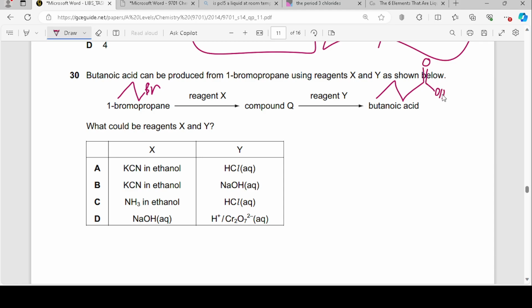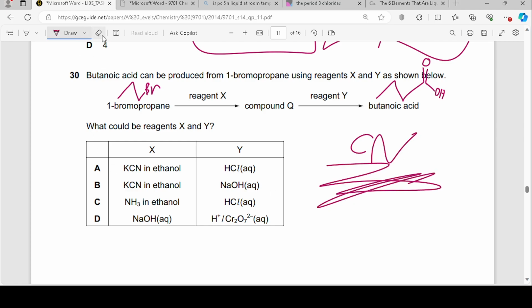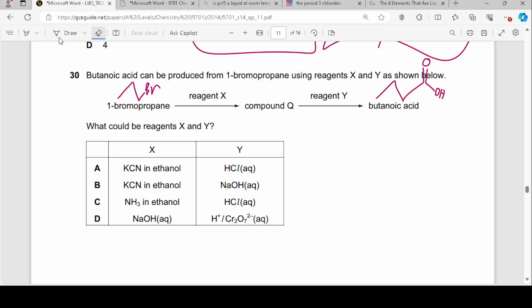As you can see, carbon has been added, right? Propane has 3 carbons, whereas butanoic acid has 4 carbons, right? So if I'm adding a carbon, what reagent do I use? Well, obviously, I need cyanide, right? So definitely I should choose an option which has cyanide there, and I can only see A and B having KCN and ethanol, which is the reagent to add a cyanide by nucleophilic substitution.